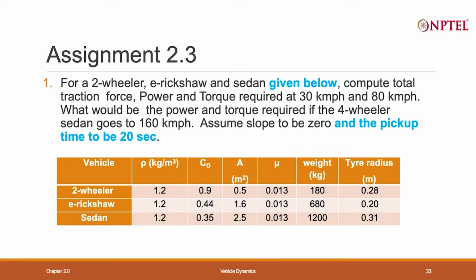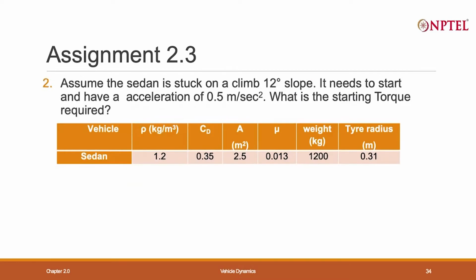We have shown how to compute traction power and torque at different velocity. Given a certain wheel radius, what would be the power and torque required? We are basically asking you to learn to compute, to get some feel of numbers. Assuming that a sedan is stuck on a climb at 12 degrees.